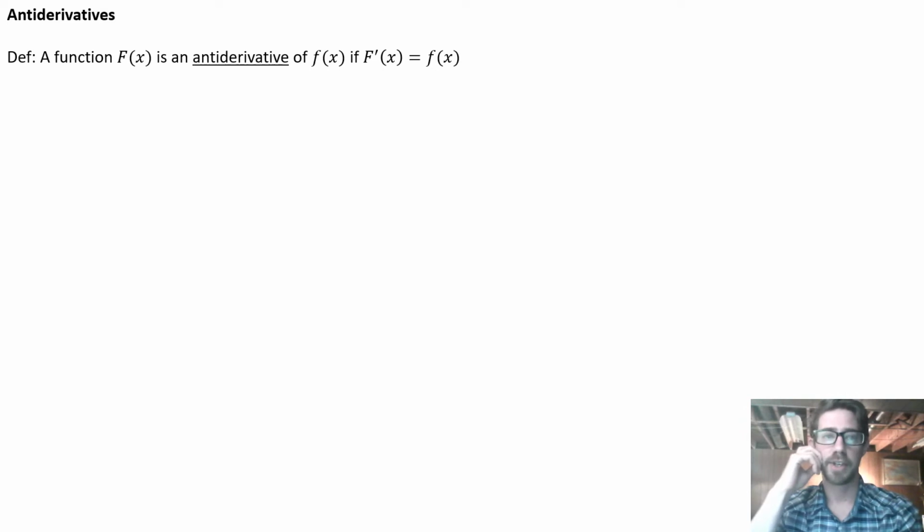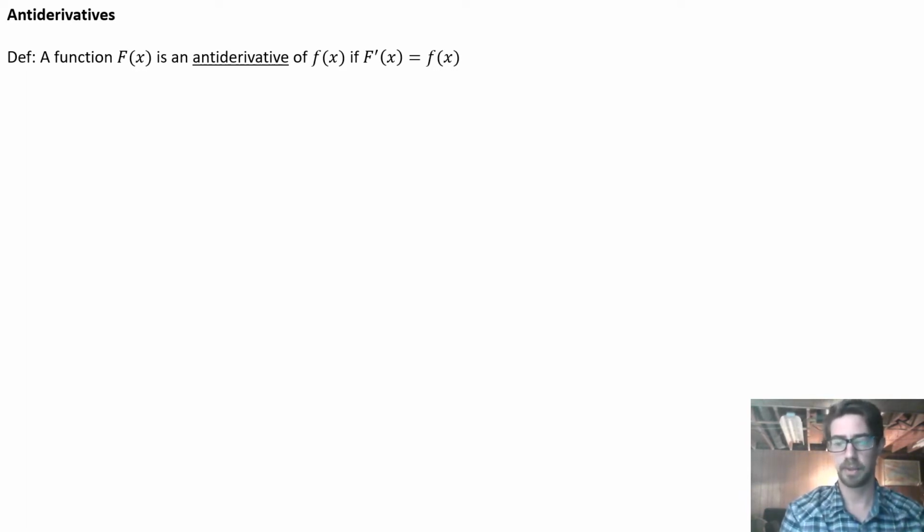So here's a definition. We're going to use the notation big F, capital F. A function big F of x is an antiderivative of lowercase f of x if F prime of x equals f of x. So something is an antiderivative of a function if its derivative is your original function. So now I'm going to give you a function little f, and you have to give me a function whose derivative is that. It's not as hard as it sounds, and just like with differentiation, there are rules. So let's figure some stuff out.